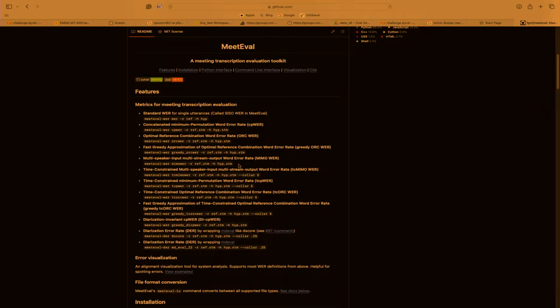There is also this ORC word error rate, which is optimal reference combination word error rate. So here you don't care about speaker attribution. You just care if your hypothesis makes sense, like the words that should be in the output are in the output, but you don't care about speaker attribution.